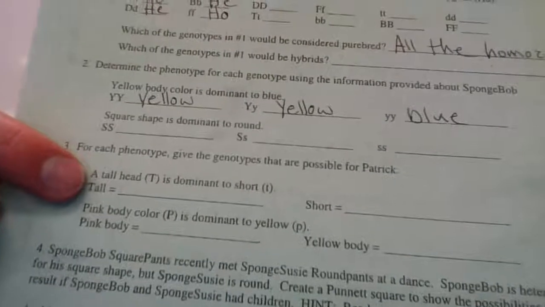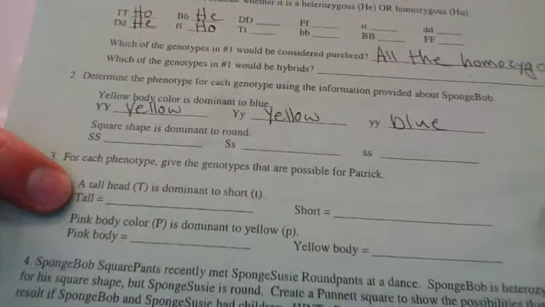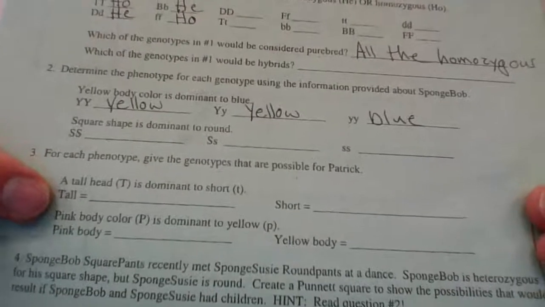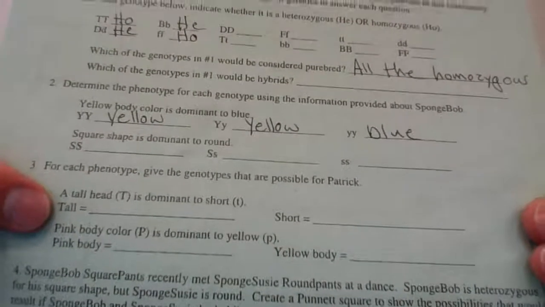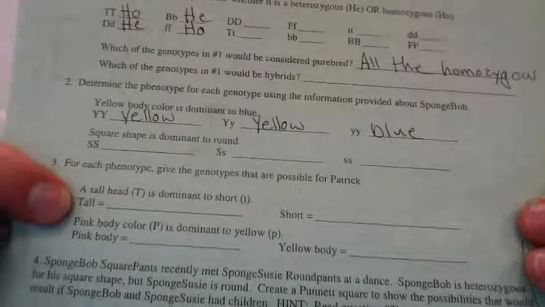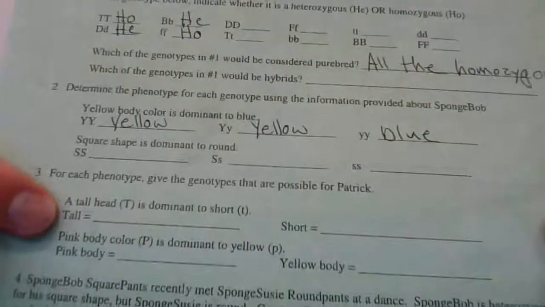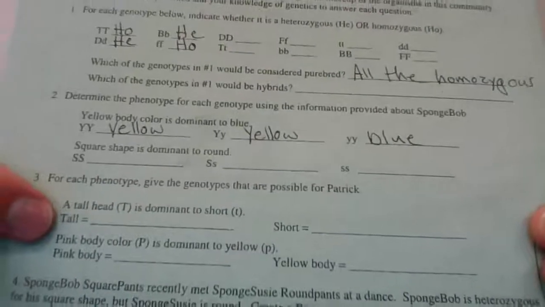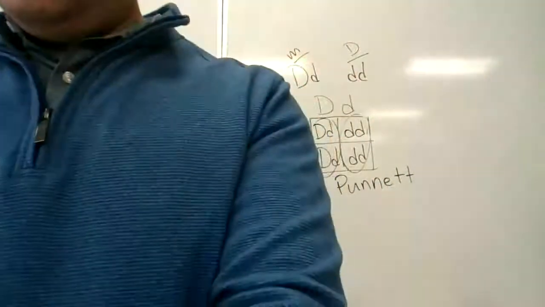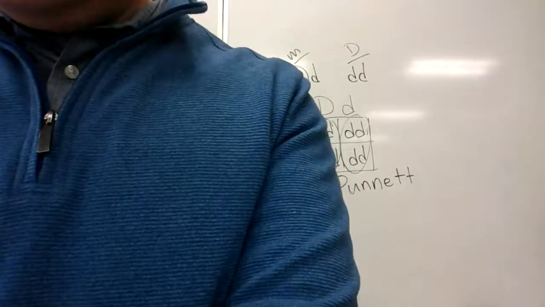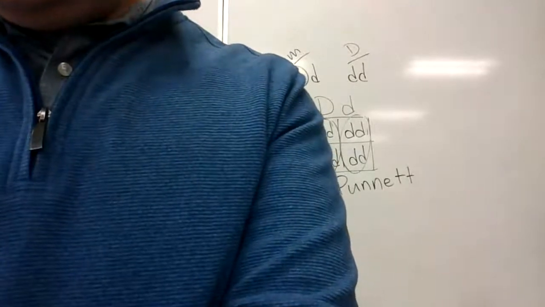So for Patrick, if a tall head is dominant and a short head is recessive, what would the genotype be if the phenotype was tall? Well, there's 2 possibilities. You could have dominant, so capital T, or you could have capital T, lowercase t. So I need to list both. And again, feel free to pause if you need to.